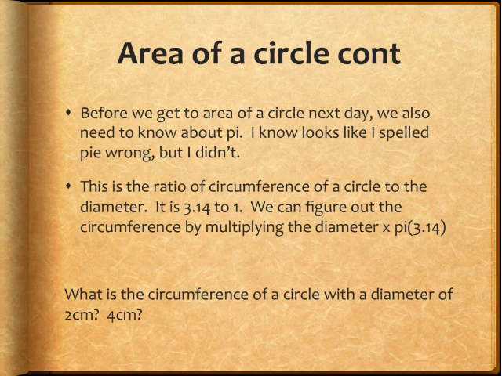so before we get to know area of a circle next day, we also need to know about pi. Now I know it looks like I spelled pi wrong, but I didn't. Pi is a special actual ratio that was figured out by some smart mathematicians a long time ago. And they know it always works. So, what is it? It is the ratio of the circumference of a circle to the diameter. All right? So, the ratio of the circumference of a circle to the diameter.